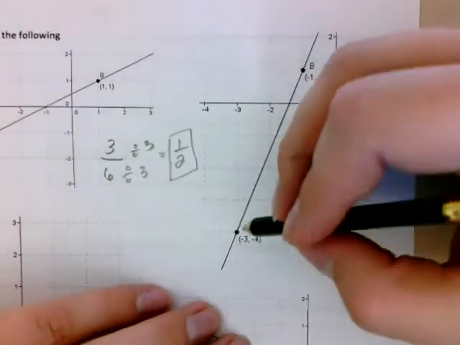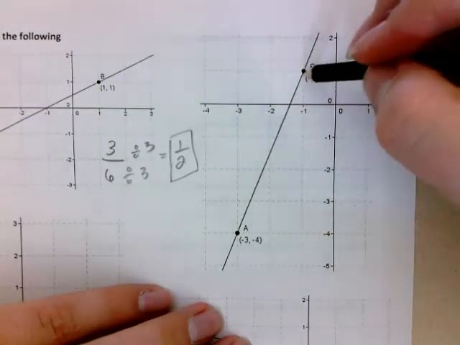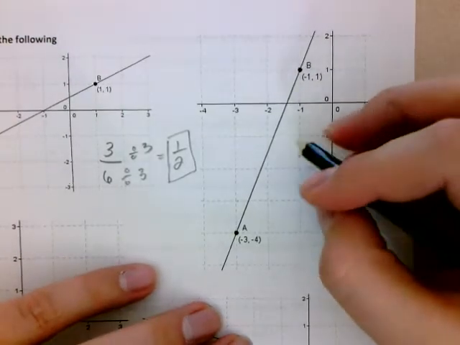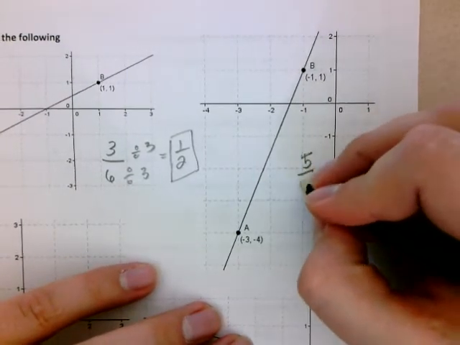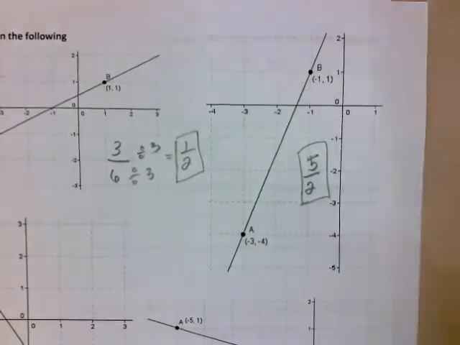The other one, I rise 1, 2, 3, 4, 5. I go over 1, 2. So I rose 5, 1 over 2. Can't reduce that, so your slope is 5/2.